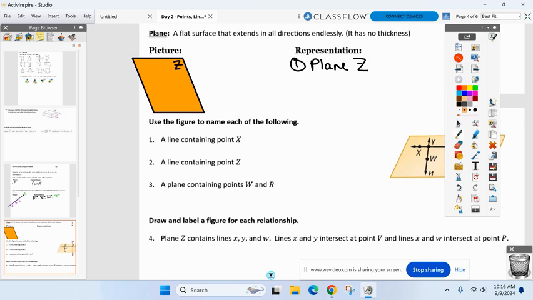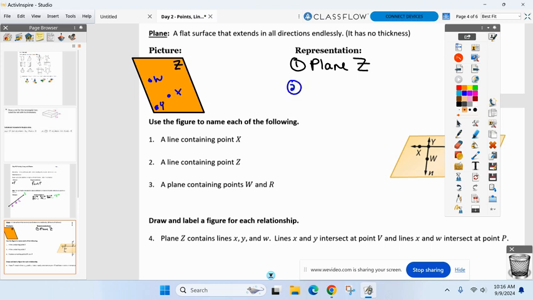So this could be plane Z. Call that plane Z. Again, it is not a point. I didn't put the dot next to it. All right, speaking of points, let's put some points in here. Let's make W, X, and Y. Put point, because points can be on a plane.